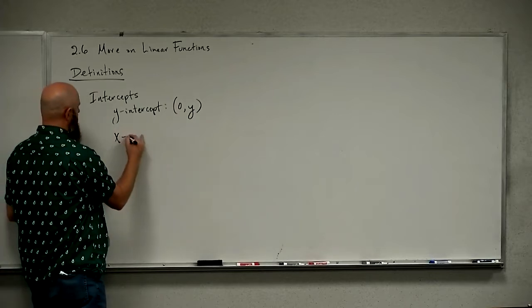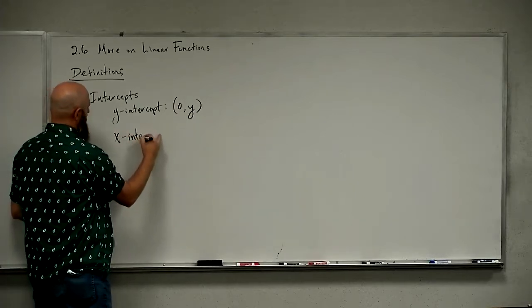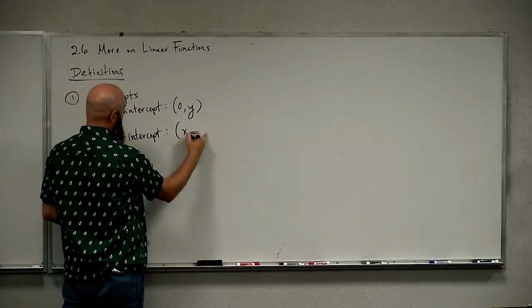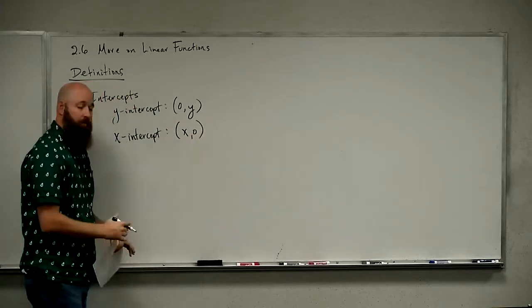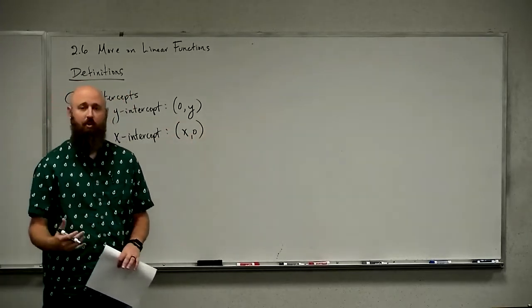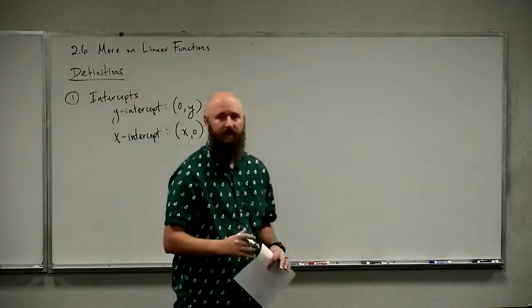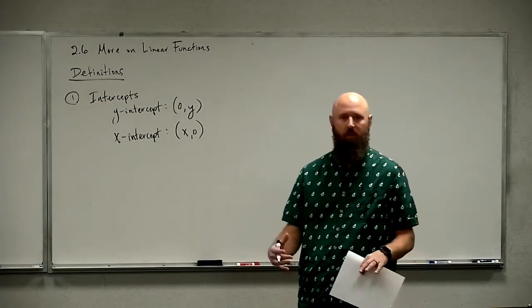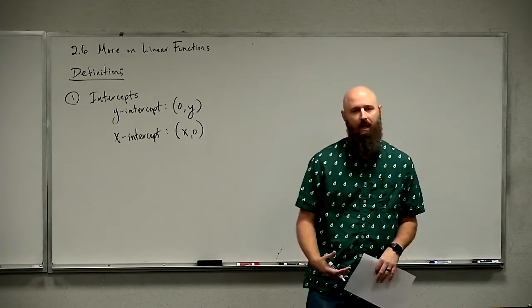But we can also have it cross the x-axis. So that's called the x-intercept. And that's going to be x, 0 with it. Remember, the x is in that location in the ordered pair. That's why the x and y switch positions there on those. Okay, but we still have a 0 involved. It means the y value is 0 in this case.